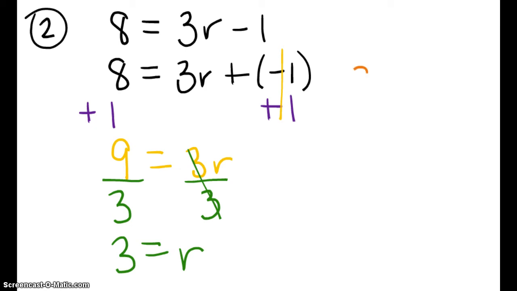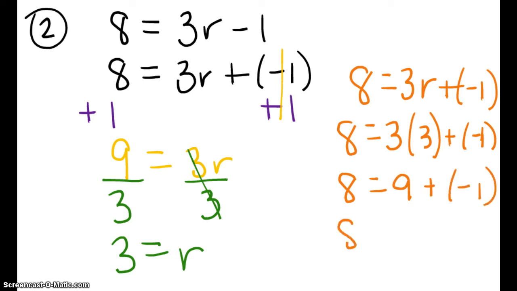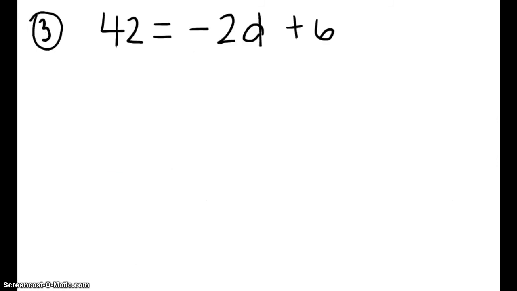Let's check it. 8 equals 3r, and I'm just going to go ahead and write plus negative 1. 8 equals 3 times 3 plus negative 1. So 8 equals 9 plus negative 1. 8 equals 9 and negative 1 is 8. So yes, we balanced out, so my value for r was 3. Make sure you're writing down all of these steps. Don't skip any steps. Okay, next one.